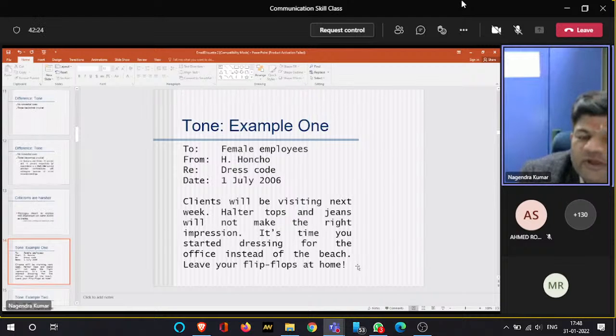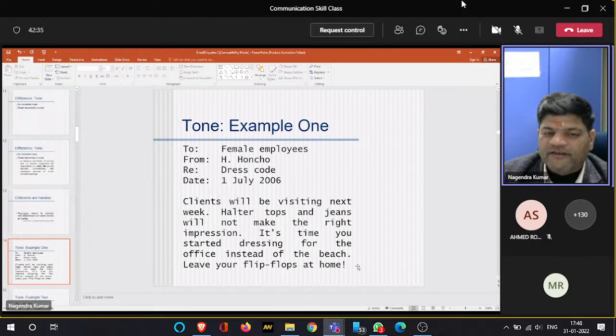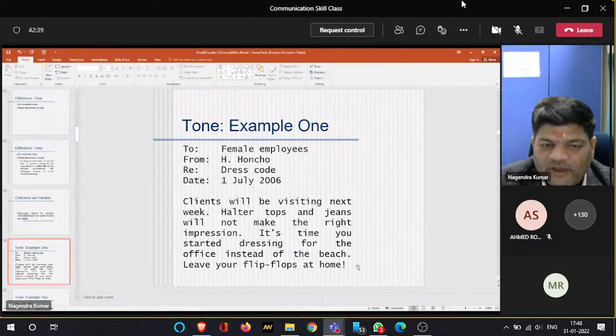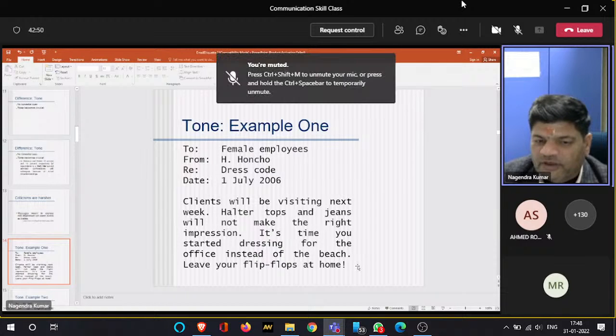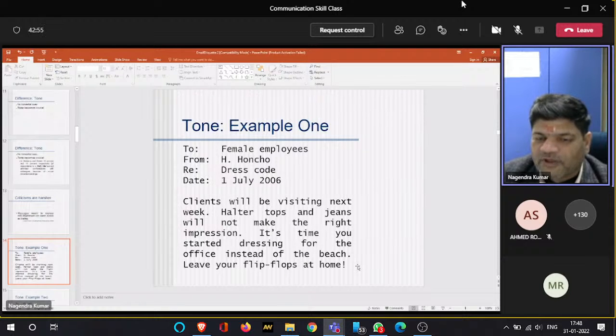Look at this example of tone. This message is sent to female employees by the HR honcho, and it is regarding dress code. And look at this message. Clients will be visiting next week. Halter tops and jeans will not make the right impression. It's time you started dressing for the office instead of the beach. Leave your flip-flops at home.